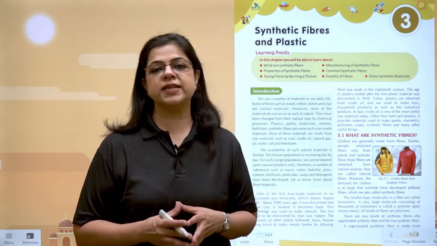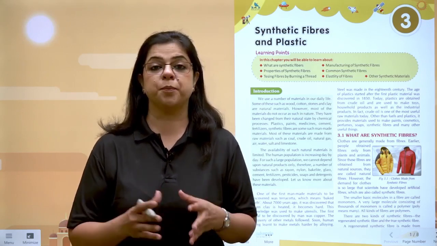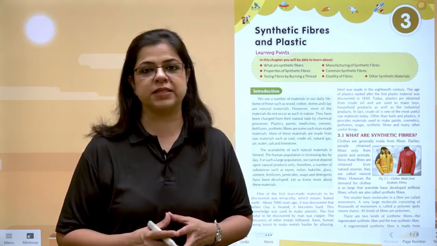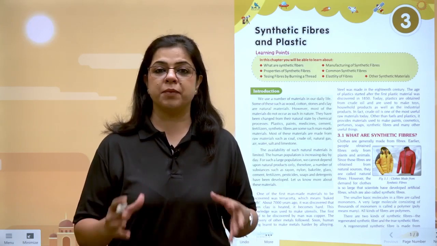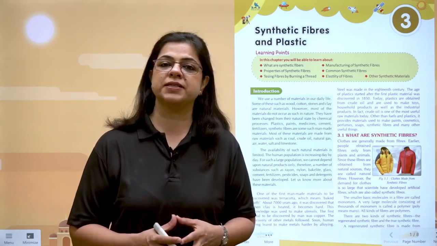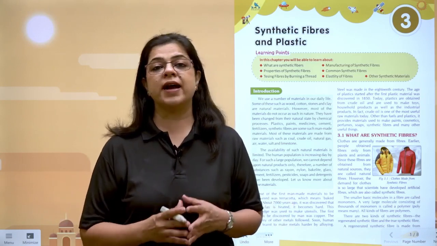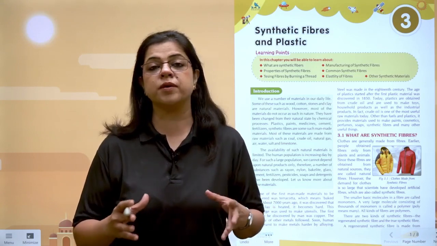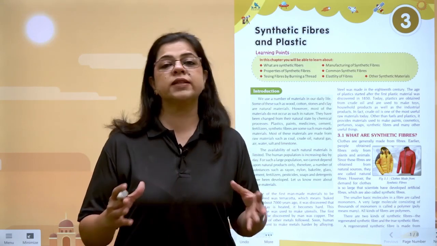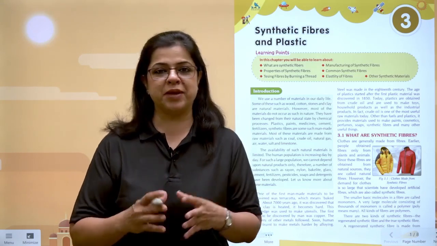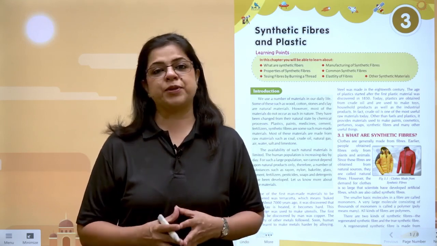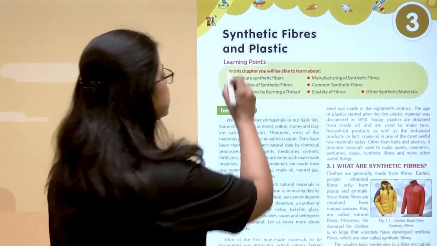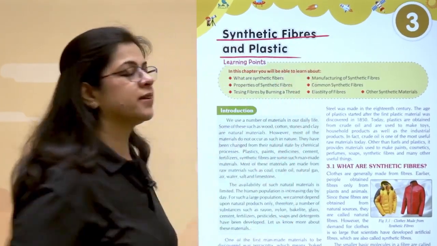Now, out of all these things, if we talk about wood, paper, clay, etc., all these things are natural materials. That means they are made by materials that are present in nature. Whereas if we look at our pencil box, it may be made of stainless steel or it may be made of plastic. All these materials are man-made materials. In this chapter today, we are going to specifically talk about synthetic fibers and plastic.